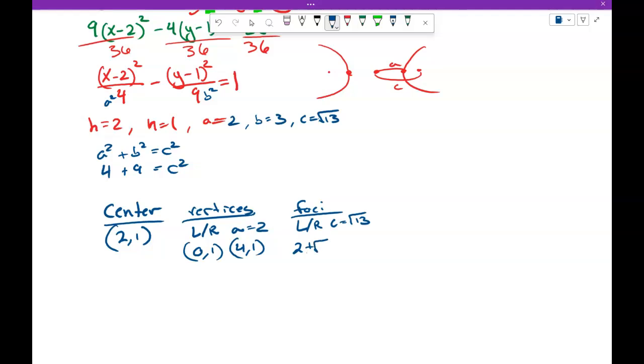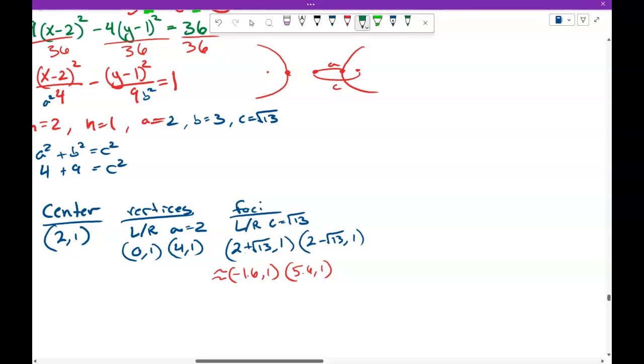So we'll add the square root of 13 to 2, and we will subtract the square root of 13 from 2. If we wanted approximate locations to actually plot the points, we would do the operation of addition and subtraction and use the rounded value of the square root of 13.